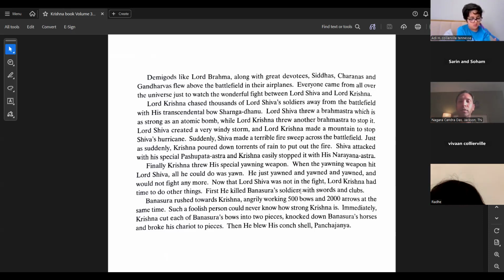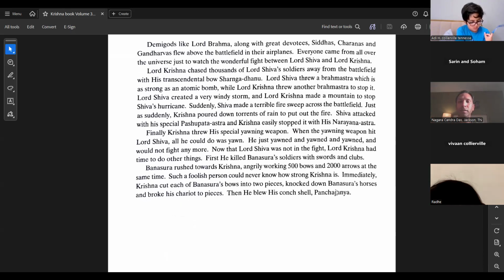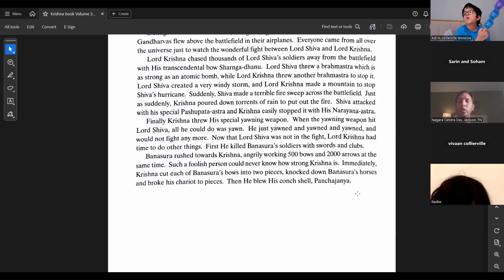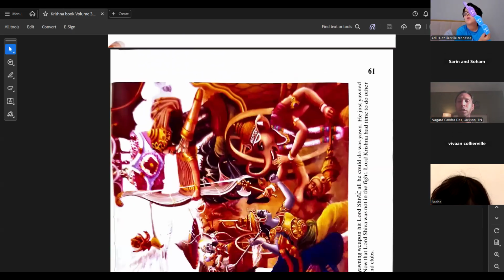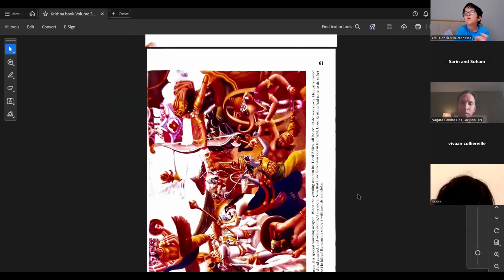First, he killed Banasura's soldiers with swords and clubs. Banasura rushed towards Krishna, angrily working 500 bows and 2,000 arrows at the same time. Such a foolish person could never know how strong Krishna is. Immediately, Krishna cut each of Banasura's bows into two pieces, knocked down Banasura's horses, and broke his chariot into pieces. Then he blew his conch shell, the Panchajanya. So, this is showing that the wonderful fight is happening.